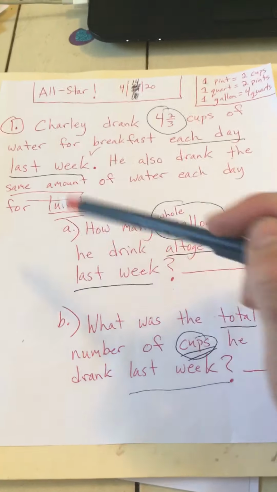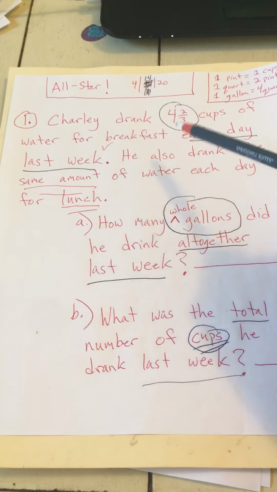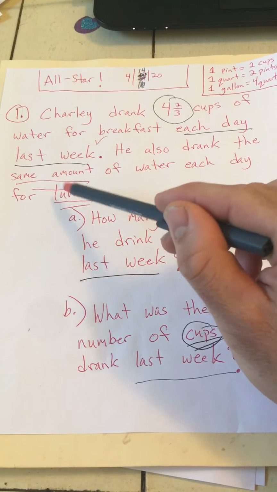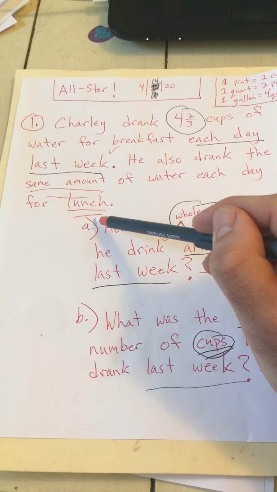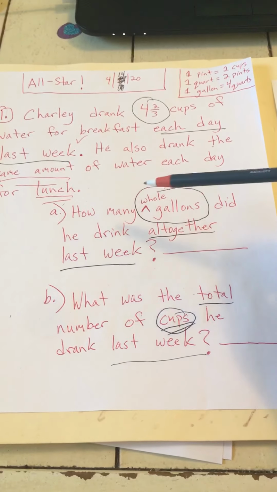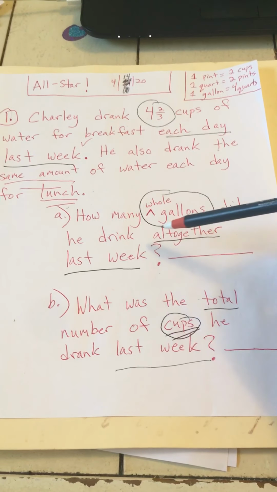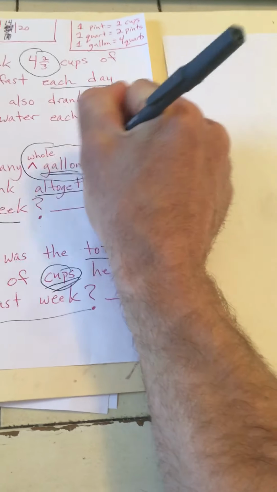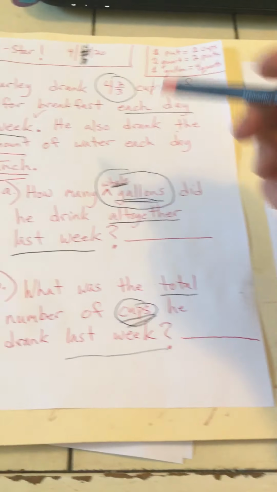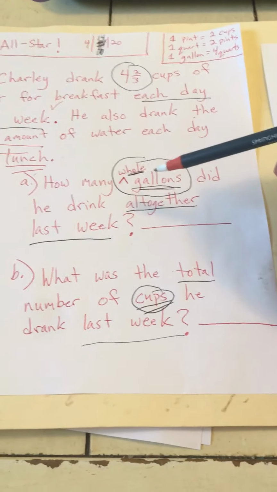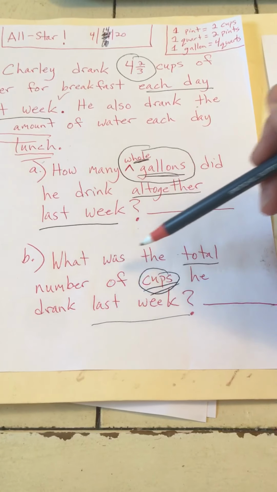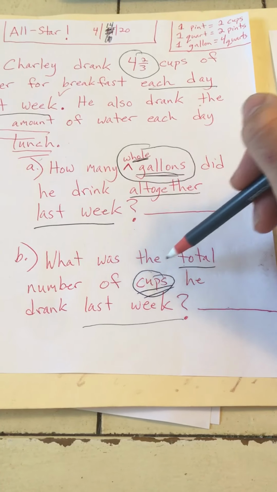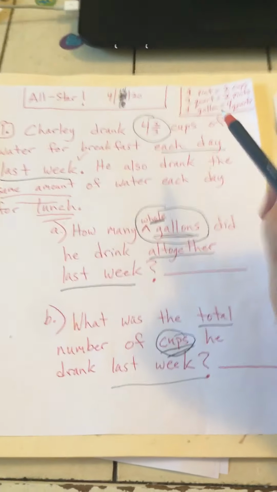Okay, so Charlie drank 4 2/3 cups of water for breakfast each day last week. He also drank the same amount of water each day for lunch. Part A says, how many whole gallons did he drink all together last week? How many gallons? Whole gallons. So we're not going to use a fraction of a gallon, just how many whole gallons did he drink. And part B, what was the total number of cups he drank last week?